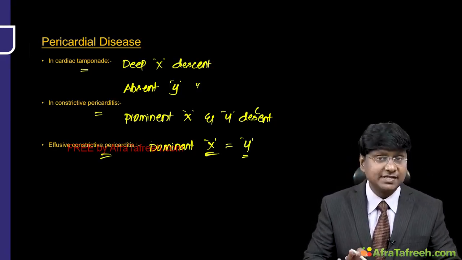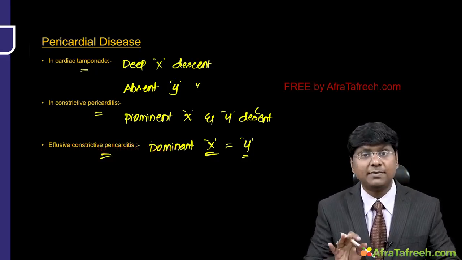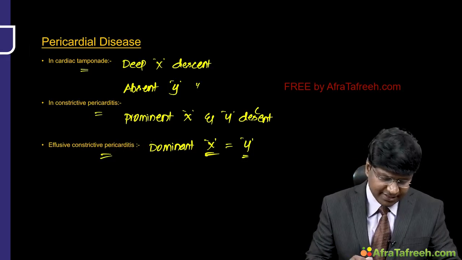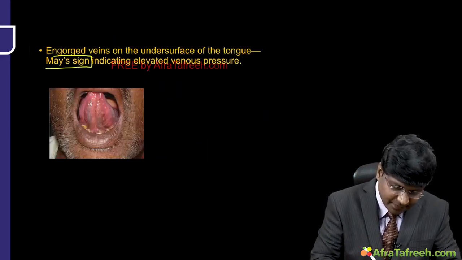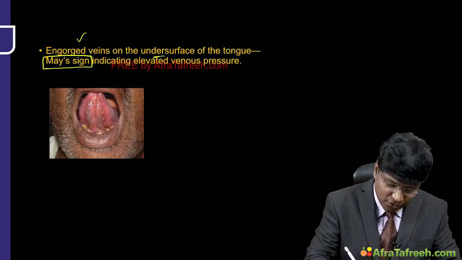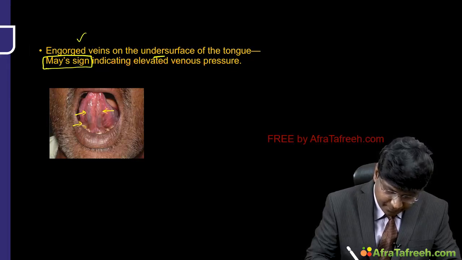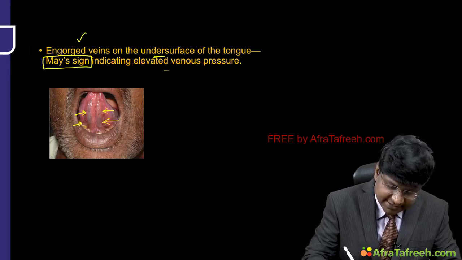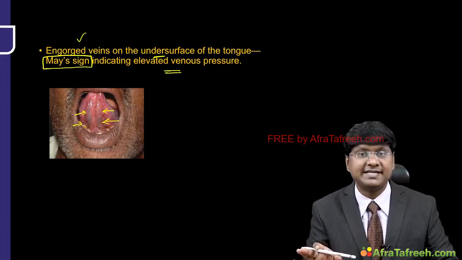So this is about the individual specifics of what will be the abnormal JVP changes. Now, let me just discuss one important sign called the Mace sign. What is this Mace sign? Mace sign is engorged veins on the undersurface of the tongue that tells that there is an elevated venous pressure. That is what is called the Mace sign.